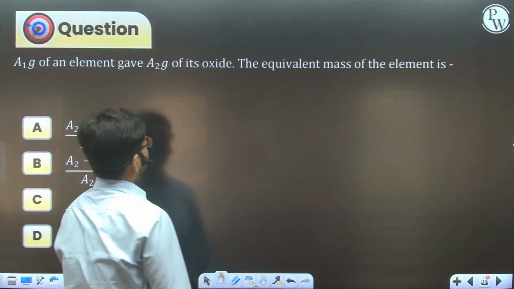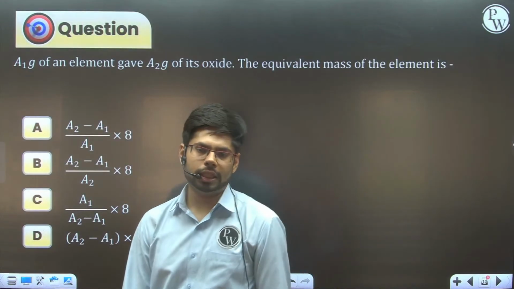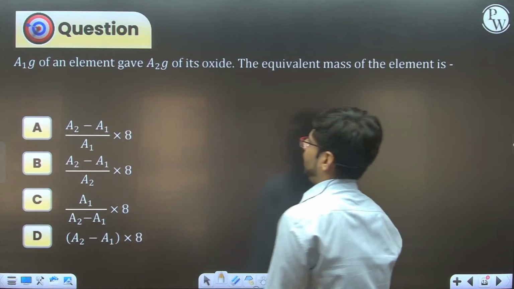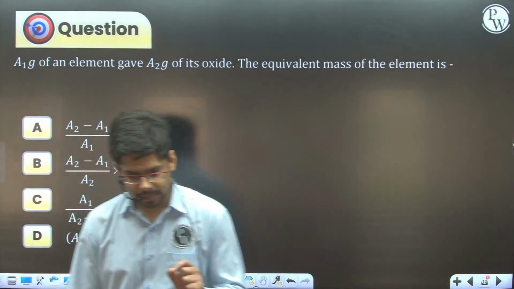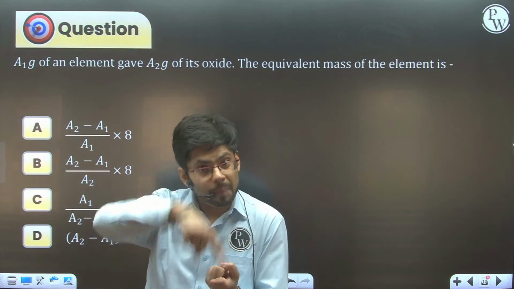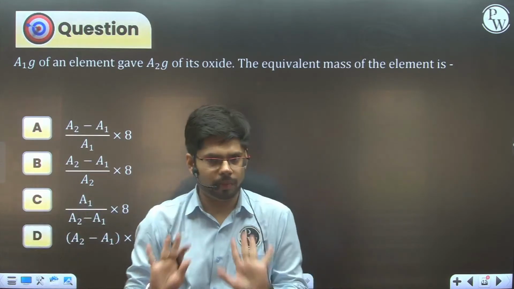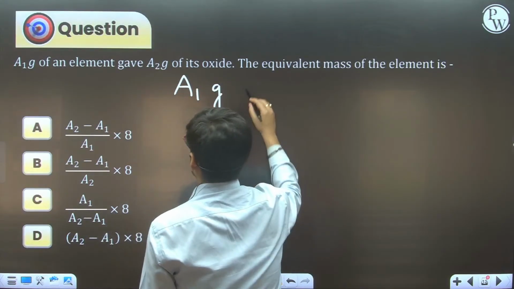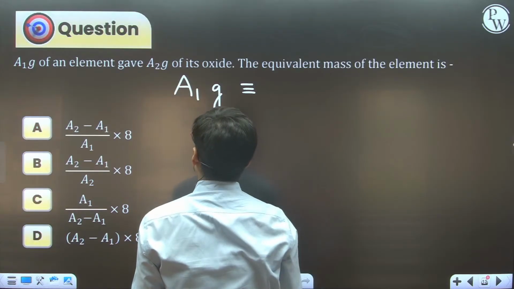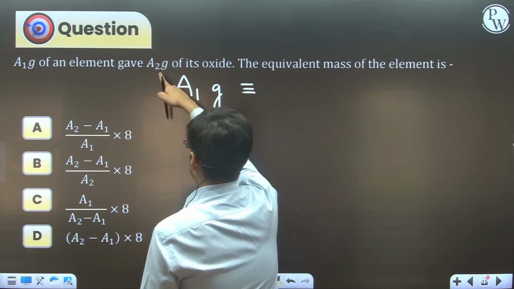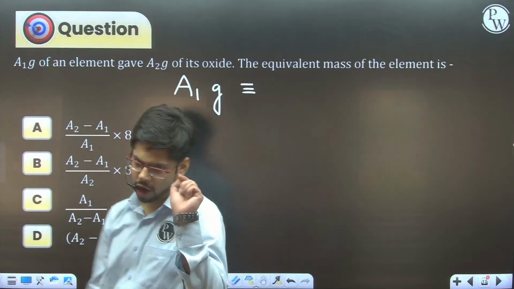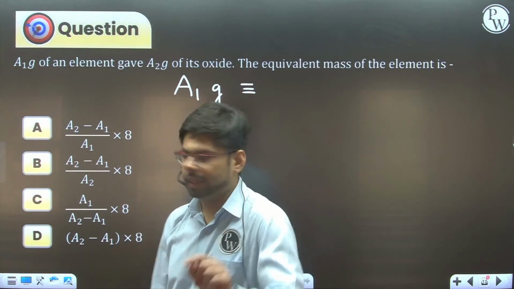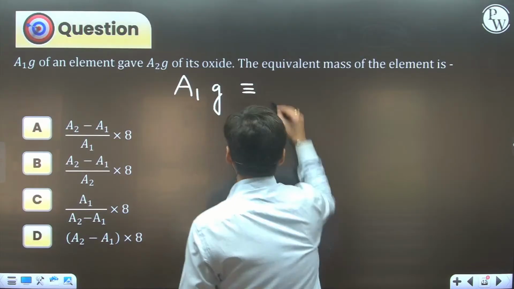Very interesting question. It's based on equivalent weight. Equivalent weight is also called equivalent mass. Now, we have been told that A1 grams of an element gave A2 grams of its oxide, which means A1 grams of the element combined with oxygen to form the oxide. So A1 grams of the element combines with how many grams of oxygen? If A2 is the final weight of the oxide, that means the grams of oxygen that combined with A1 grams of element will be equal to A2 minus A1.